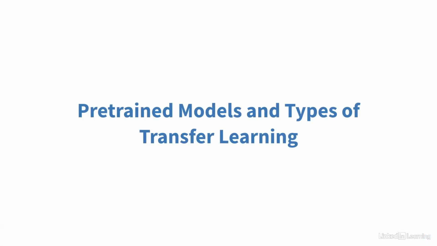Pre-trained models play a crucial role in transfer learning as a starting point for training new models on different datasets. A pre-trained model is a neural network that's been previously trained on a large dataset. For image classification tasks, that's typically the ImageNet dataset, which contains millions of images belonging to thousands of categories.